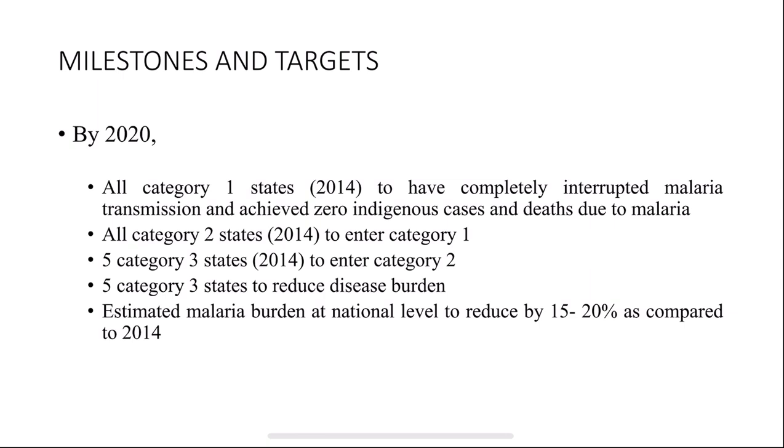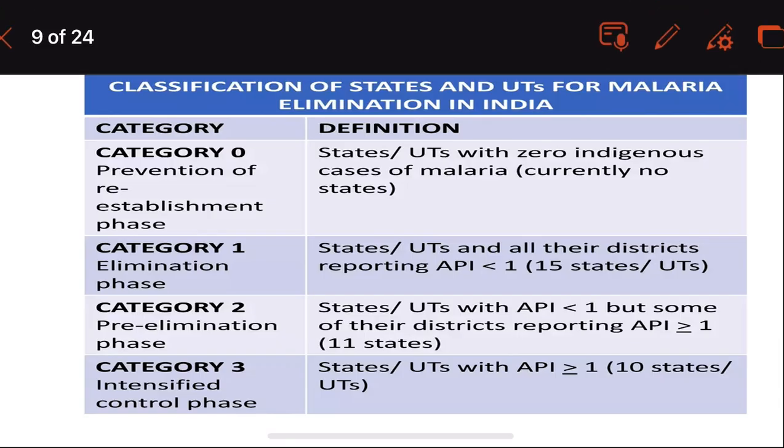Starting with, by the year 2020, all the 15 states or union territories under category 1 in 2014 have to completely interrupt malaria transmission and achieve zero indigenous cases and deaths due to malaria. Now, before understanding this, let us quickly brush through the categories we discussed in the previous video.